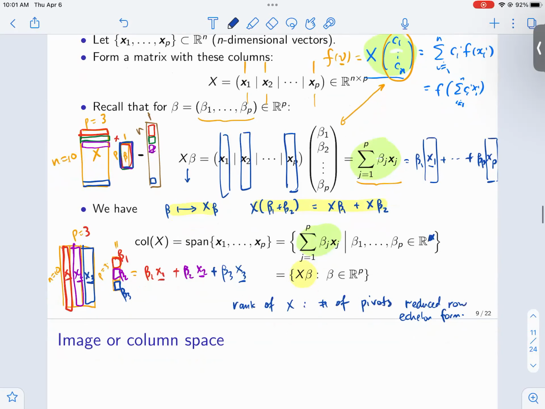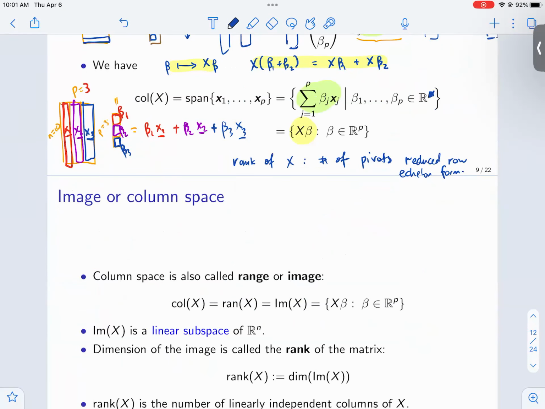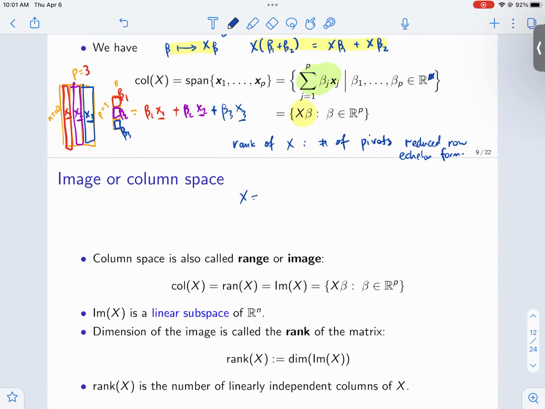So for example, let's give an example. Let's say X is 1, 1, 0 and 1, negative 1, 0. What is the rank of this matrix? 2? Yes, why? Yeah, so you have to look at the columns as a set of vectors. You have two vectors. This set of vectors is linearly independent. We have already talked about this. And by definition, they span the column space, so they form a basis for the column space, and so the rank is 2.